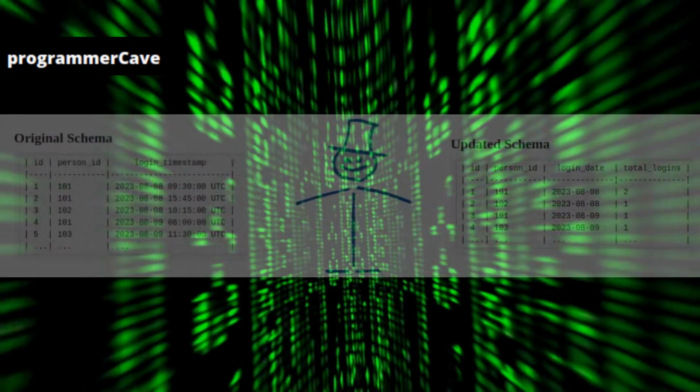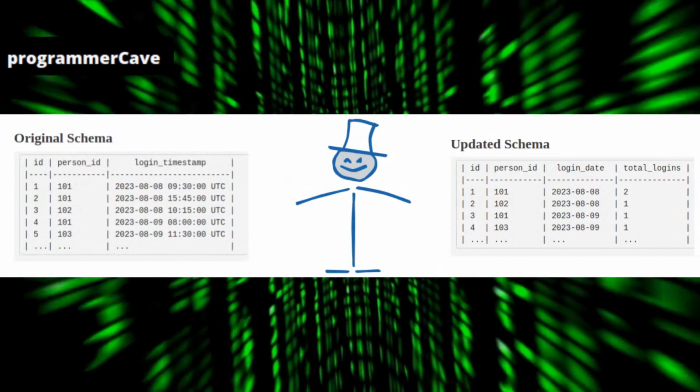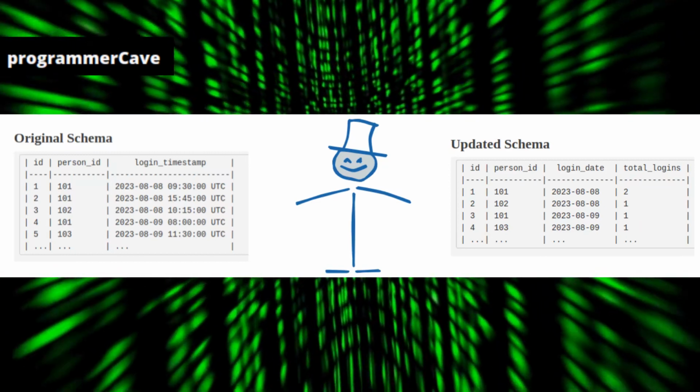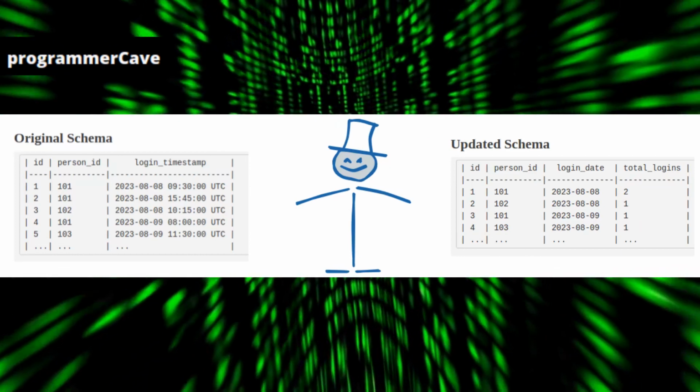But wait, there's a twist. We're not just interested in individual footprints, we want the bigger picture. We're talking about summarizing those login events into a daily login activity report. But to get there, we need schema modifications.